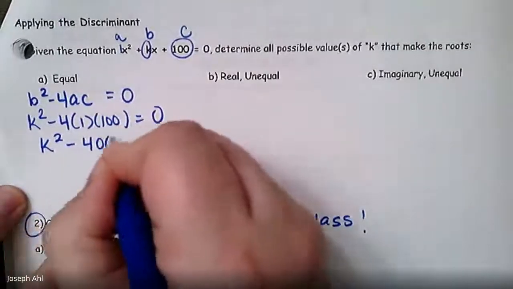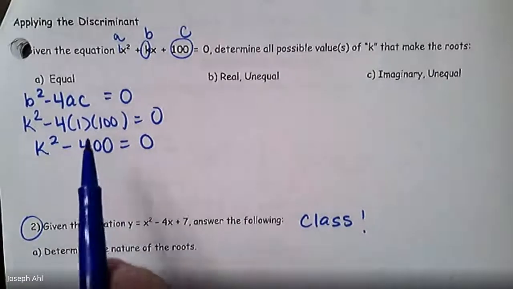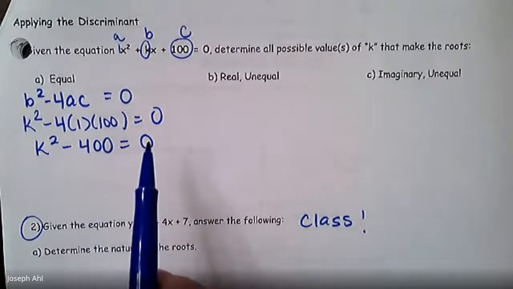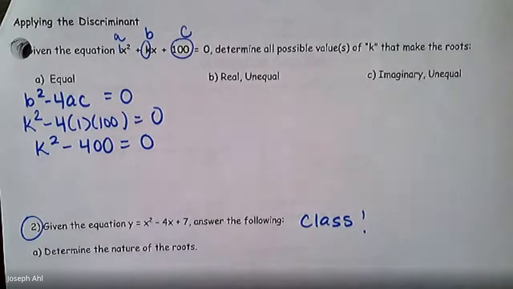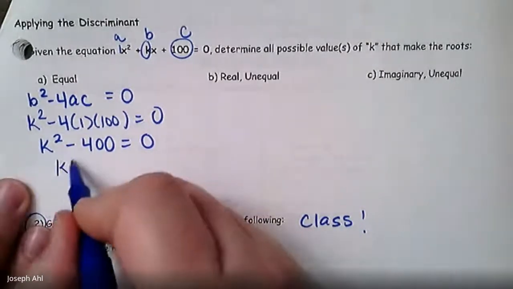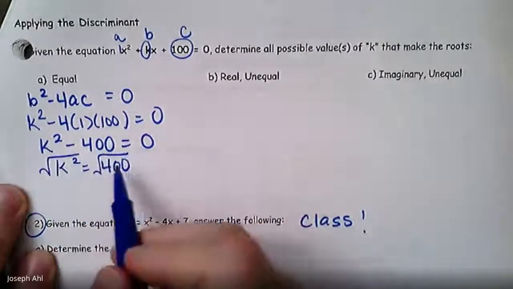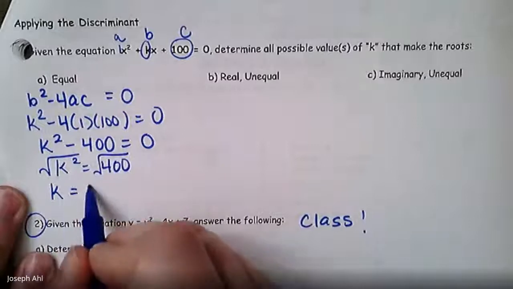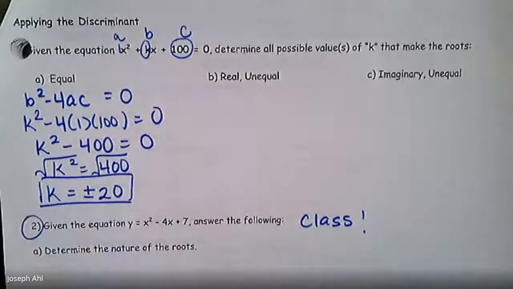Okay. So we get k squared minus 400 equals 0. You have really 2 paths you can take at this point. You can add the 400 over and take the square root, or you can factor this because it does happen to be a difference of perfect squares. I'll take the first route of adding the 400 over, but be very cautious that when you take the square root of both sides, don't forget it is plus or minus 20.